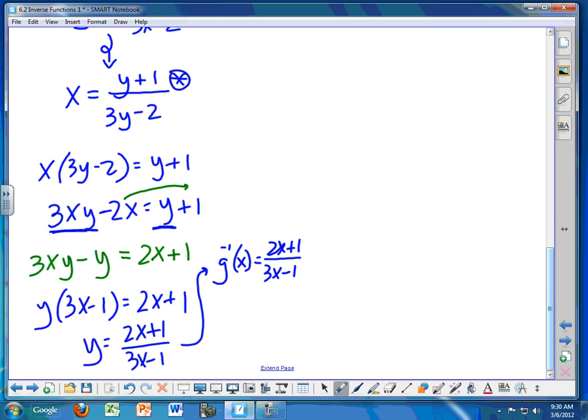Now in the next video, I will show how to verify this function, and then I will move on to a couple of interesting other types of functions. But for this video, that should be enough to get you started.